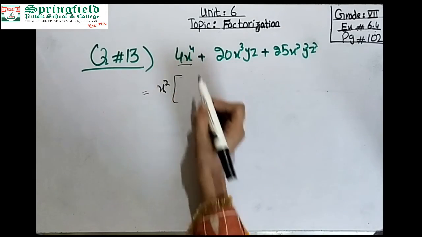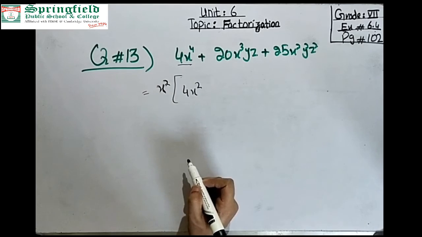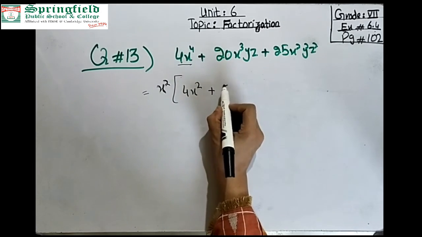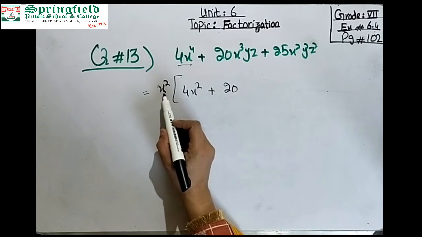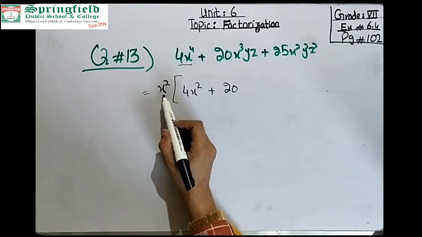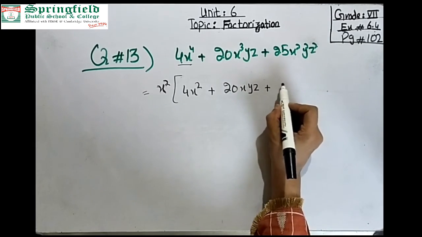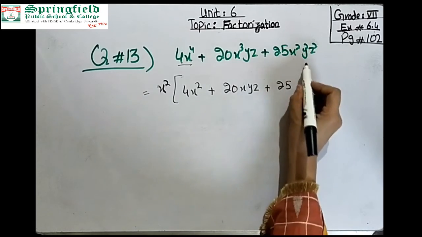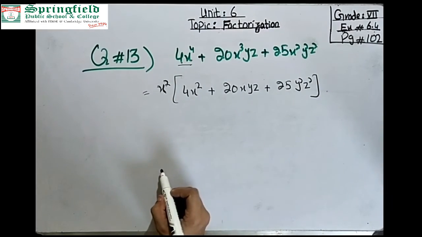So 4 and x square is left inside the bracket, plus 20, and here is x cube. So x square is common, so just x is left inside the bracket, x, y and z. 25 and y square, z square is left inside the bracket.